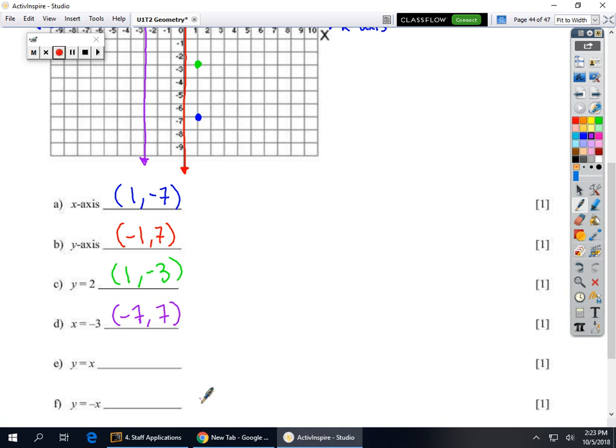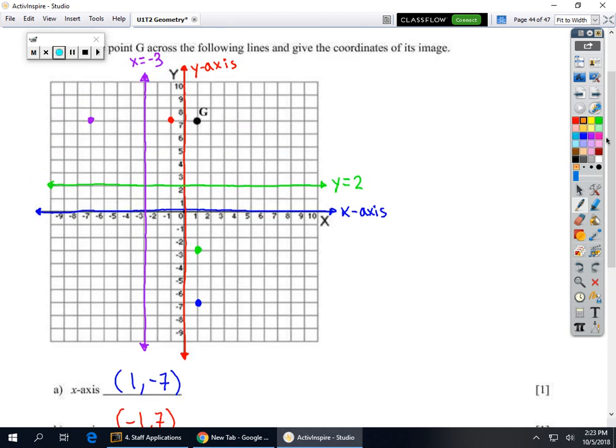Now we got some diagonal ones. We got y equals x, y equals negative x. Let's change to orange now. So y equals x. Y equals x is that lovely, perfectly diagonal line going from the upper right to the lower left. You should be crossing through all the diagonals. It wasn't as perfect, but all right. I'm reflecting this across a diagonal line. Now this is y equals x. So we can't think vertically, we can't think horizontally, we must think diagonally.